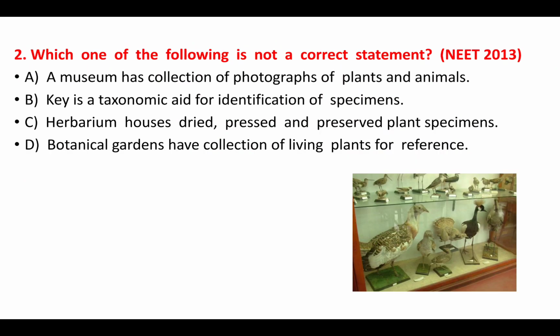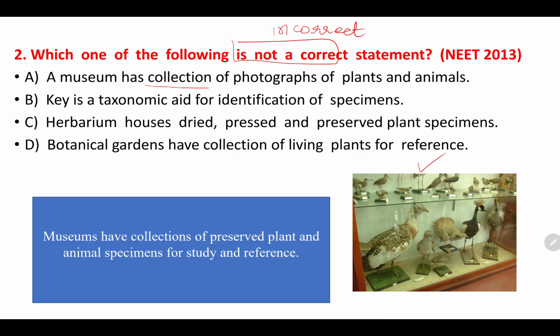Let's move to the second question. Which of the following is not a correct statement? Not a correct means what? Incorrect statement you have to identify. See, a museum has collection of photographs of plants and animals. You can have a look at the picture of the museum. See, the museum have collection of preserved plants and animal specimens for study and reference. But here they have given photographs. So, this is an incorrect statement.